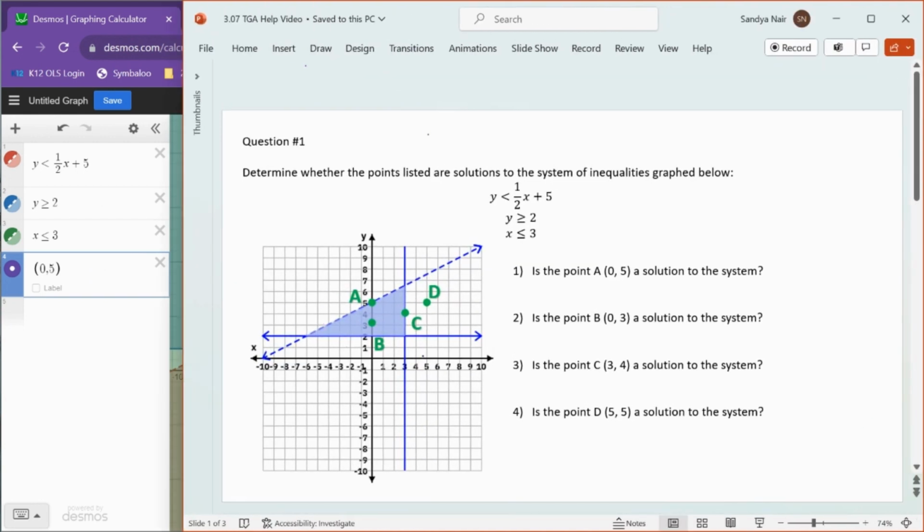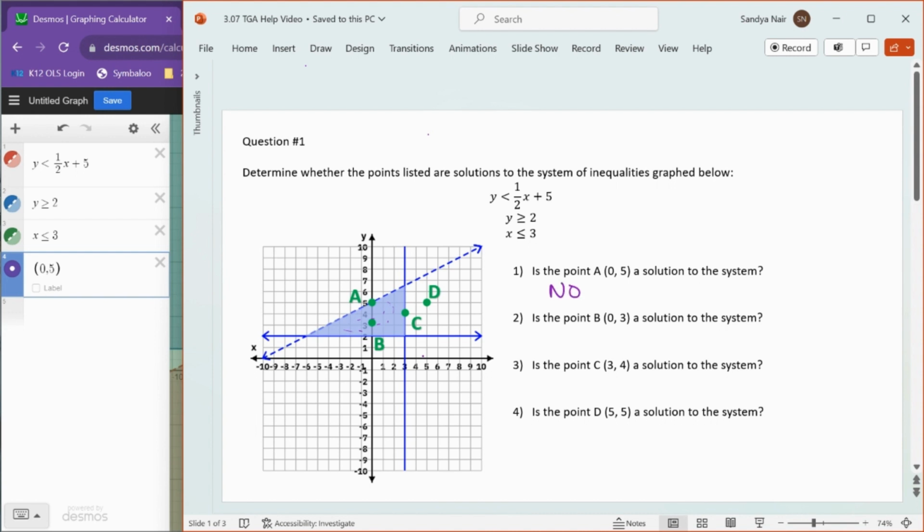The idea here is, remember, if it's on the dotted line, you see how A is on the dotted line? That means it's not included. Anything within this shaded feasible region, or on a solid line, is what's going to be included. If it's on a dotted line, it's not going to be included. So (0, 5) is not a solution to the system.